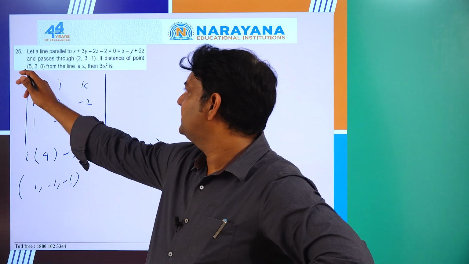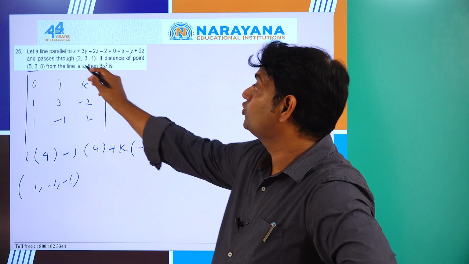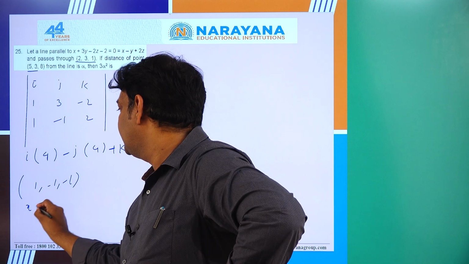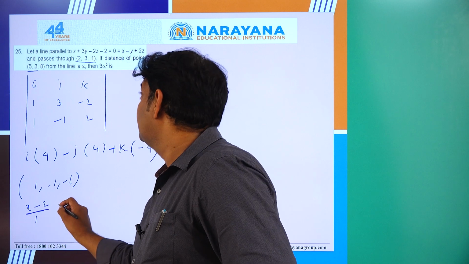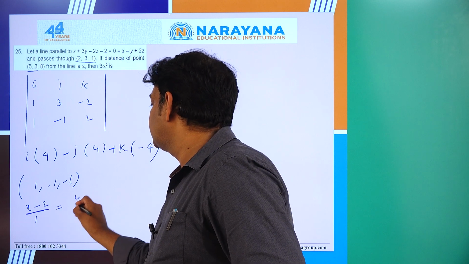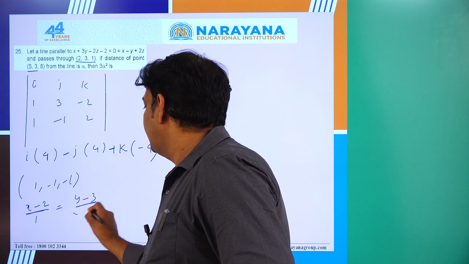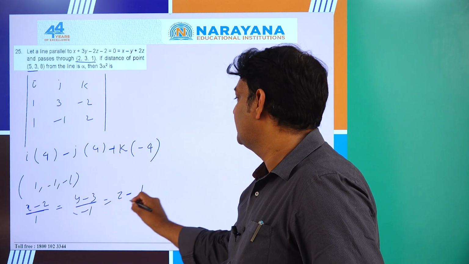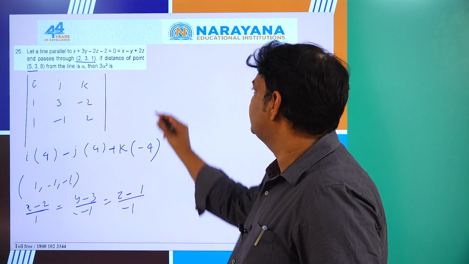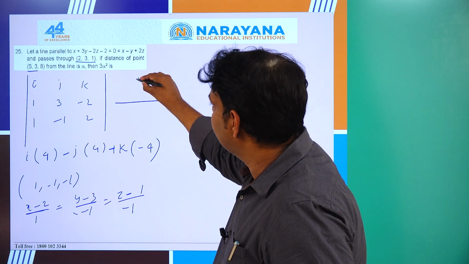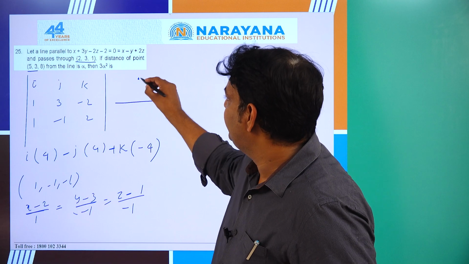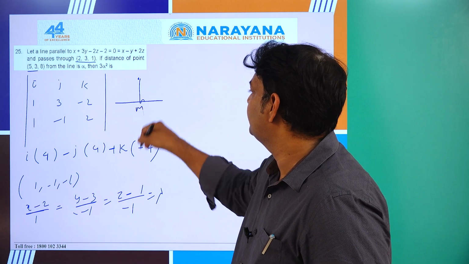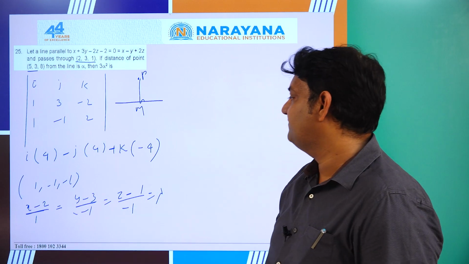Point is given, DRs are given. It is passing through (2, 3, 1), so the point is there, the DRs are there. So what is the equation of the line? (x - 2)/1 = (y - 3)/(-1) = (z - 1)/(-1). See that this is the line, here is the point (5, 3, 8). From there we need the perpendicular distance. So suppose the foot of the perpendicular is M, we need to find the PM value.